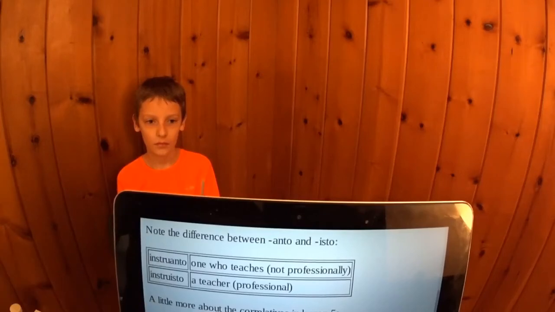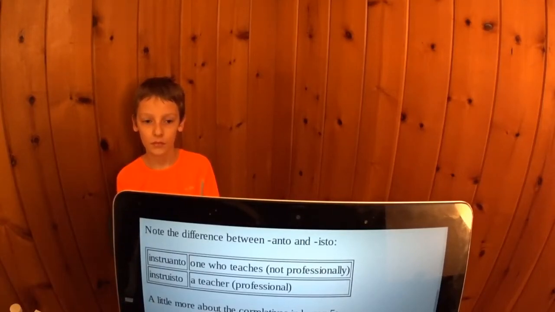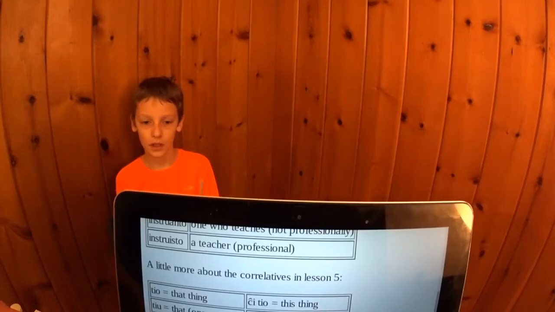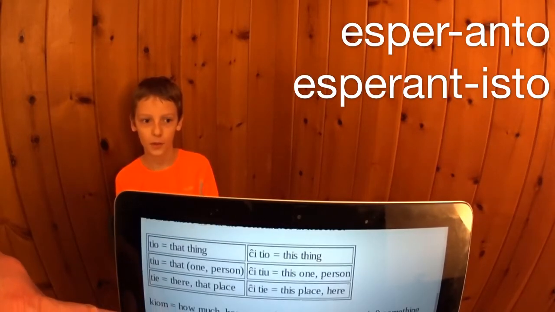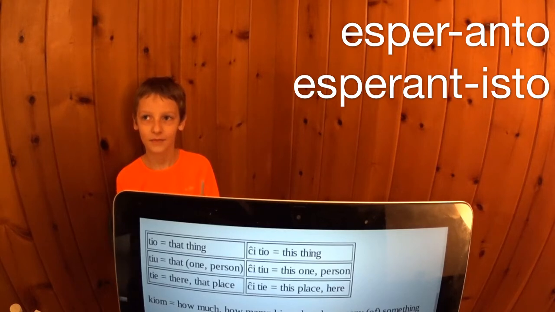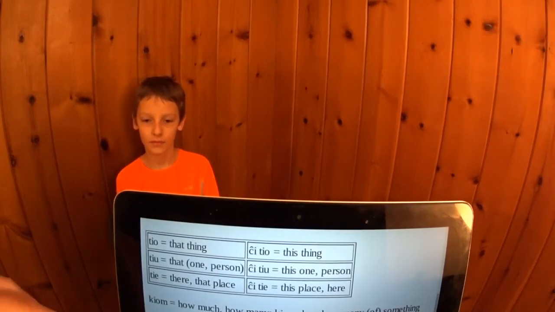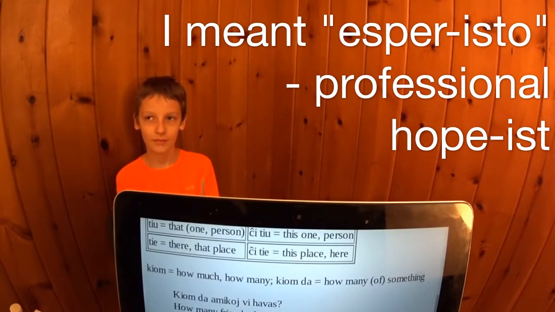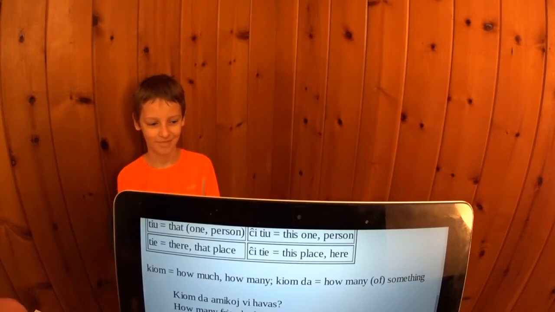We talk about the difference between anto and isto. Instruanto is one who is in the act of teaching. Instruisto is a person who is occupied with teaching all the time, like a professional teacher. Like Esperanto and Esperantisto? Well, sort of. Esperanto means one who hopes, and Esperantisto is one who is habitually involved with the language Esperanto. So you could be an Esperantisto, a professional hoper. Not quite sure how that would work.